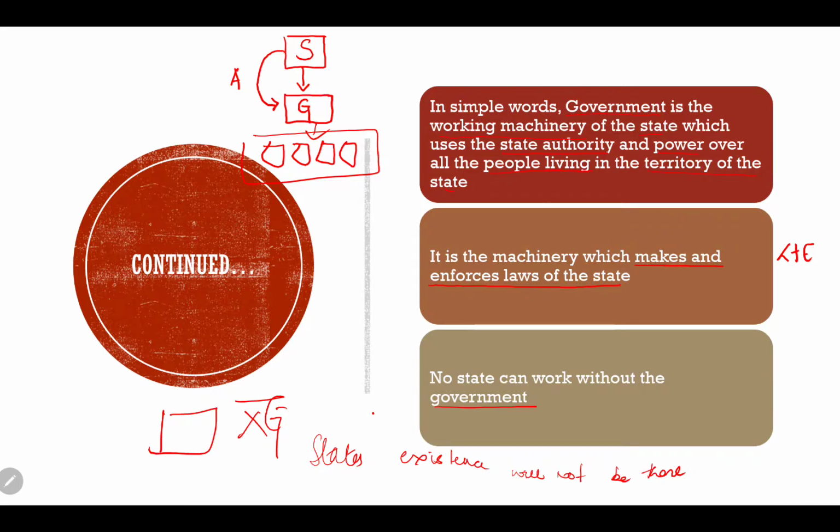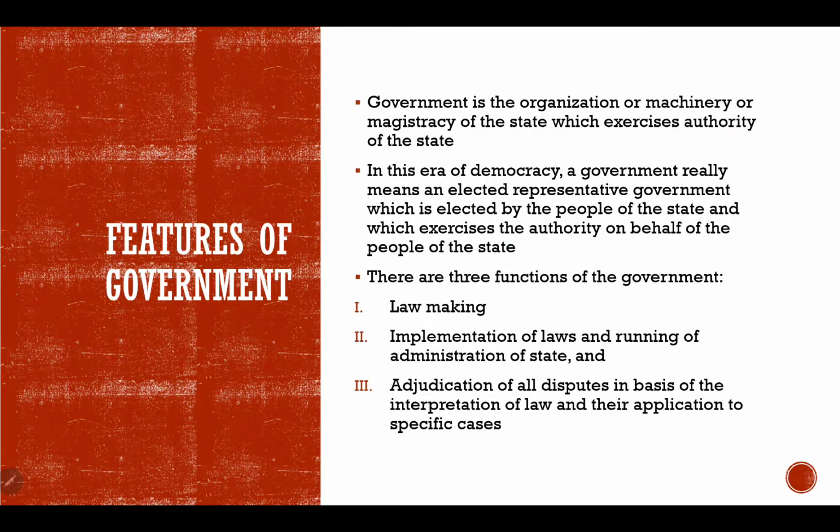So it's very simple. Now let's understand the features of government. Number one feature: government is an organization or a machinery or a magistracy of the state which expresses the authority of the state. Number two, in the era of democracy, a government really means an elected representative government.